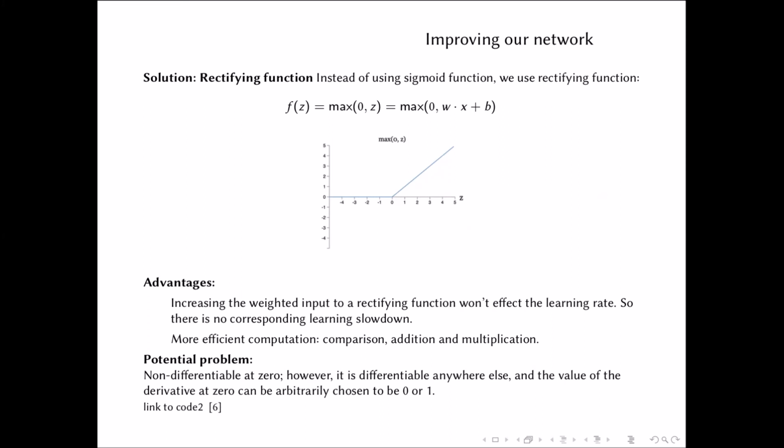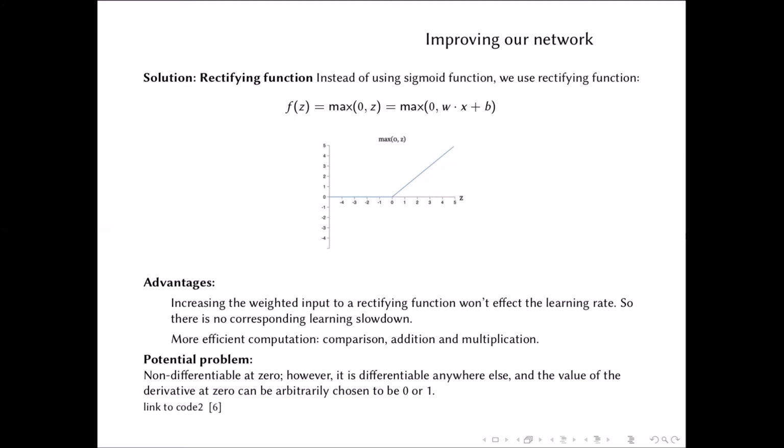You see, if z is less than 0, f of z is going to be 0. So the whole network is going to stop learning at all. So we just need to increase the weights. If we increase the weights, this rectifying function output won't affect our learning rate because the derivative is a constant. And so we don't have such a learning slowdown problem anymore.